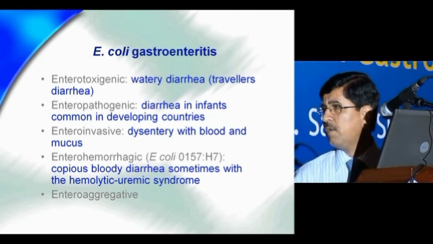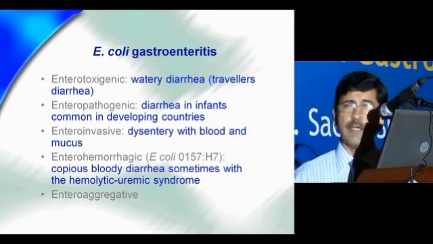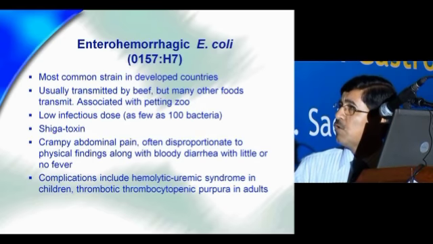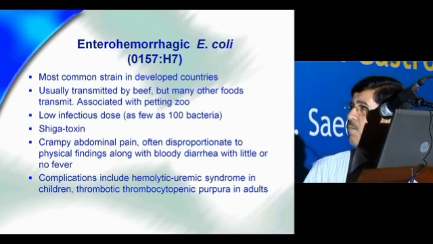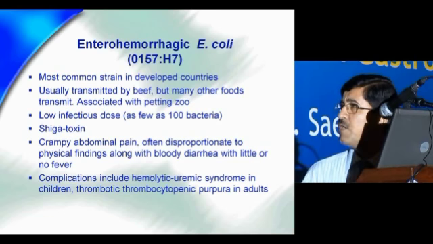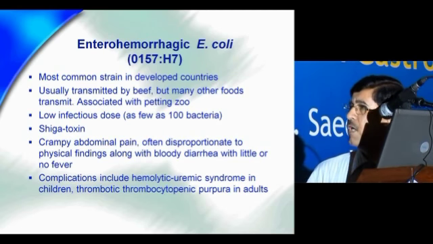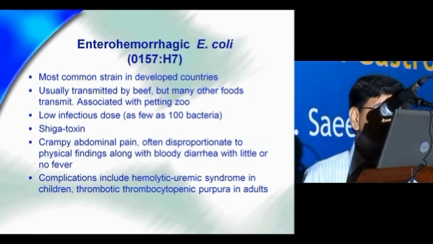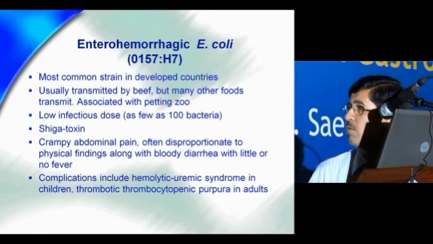Some detail about enterohemorrhagic E. coli. It is the most common strain in developed countries, usually transmitted by beef, but many other food substances may transmit it. It is associated with petting zoos and domestic animals. It has a low infectious dose, around 100 bacteria can produce the disease. Shiga toxin is the name of the toxin which these produce.